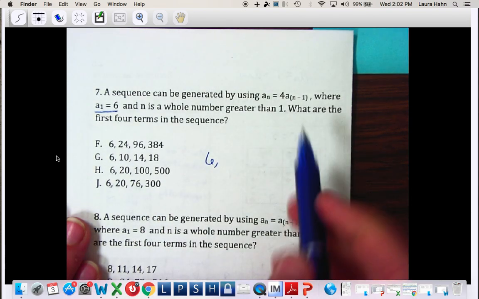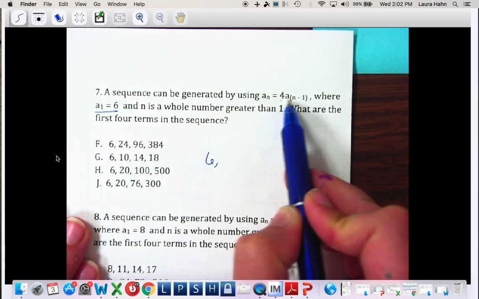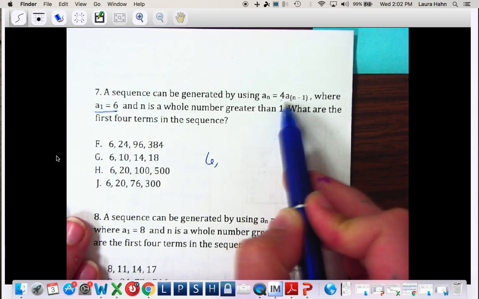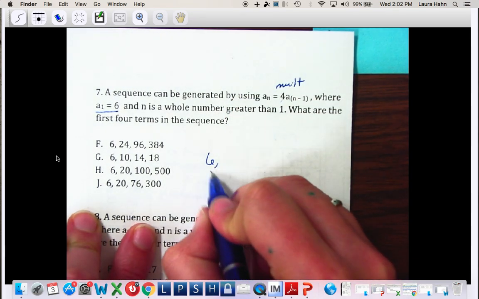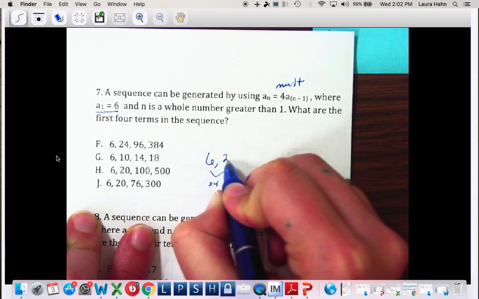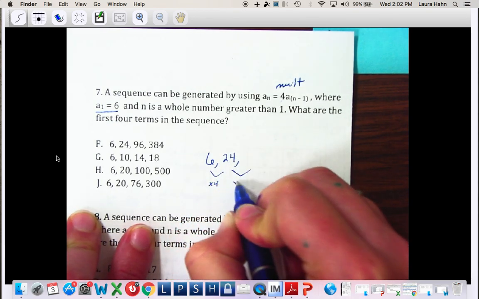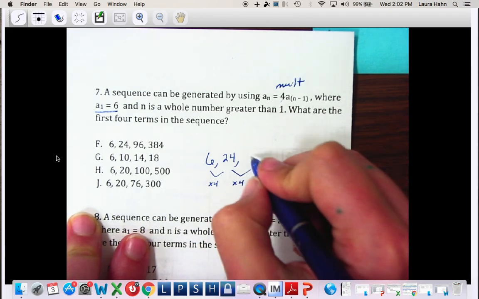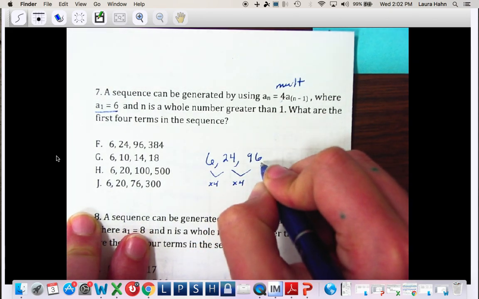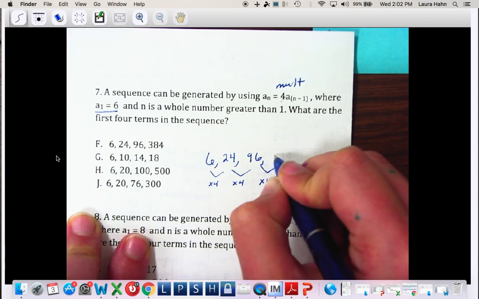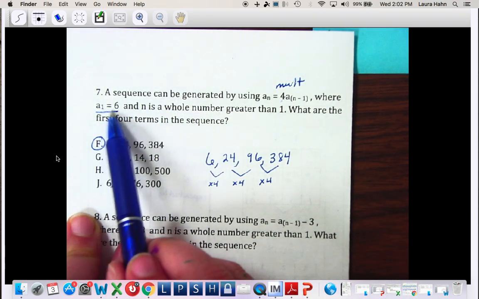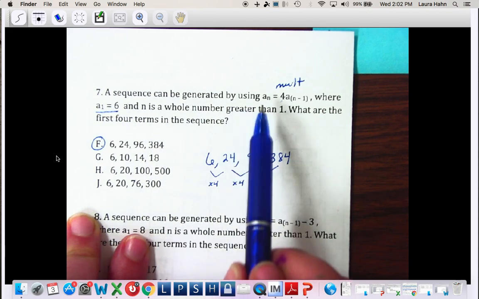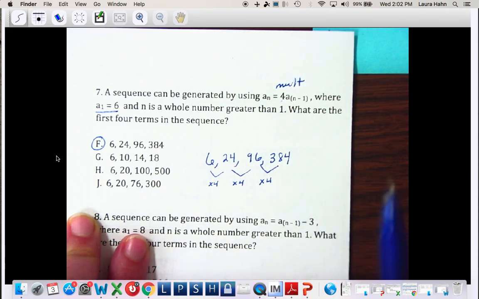Okay, then I look at the formula. What's happening here? This 4 is in front of that a, right? And it's touching. When it's touching, that means multiply. So I just need to take this 6 and multiply by 4. 6 times 4 is 24. To get to the next one, we're going to multiply by 4 again. That's going to give me 96. Then I'm going to multiply by 4 again. That's going to give me 384. So I know my answer had to be F, because it told me to start at 6. First term is 6. And it's saying multiply by 4 here.